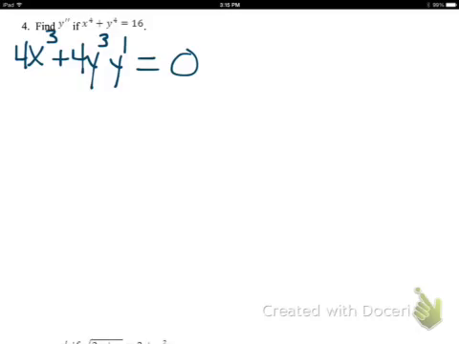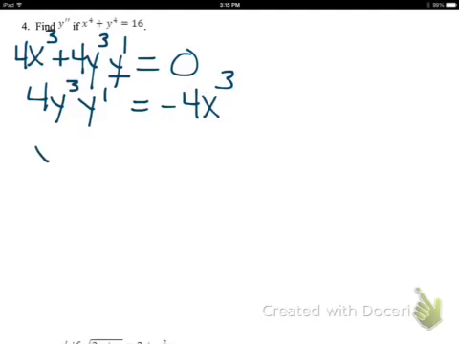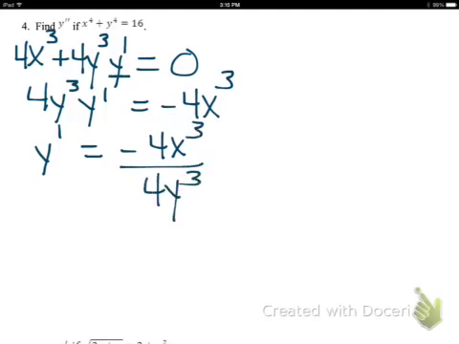Okay? So, derivative of x to the fourth would be 4x cubed, plus derivative of y to the fourth would be 4y cubed times y prime, and equals the derivative of 16 is 0. Okay, now this isn't that bad. There's only one y prime. So I have 4y cubed y prime equals negative 4x cubed, and then divide by the 4y cubed. So I'd have negative 4x cubed over 4y cubed. So my answer would just be y prime equals negative x cubed over y cubed.